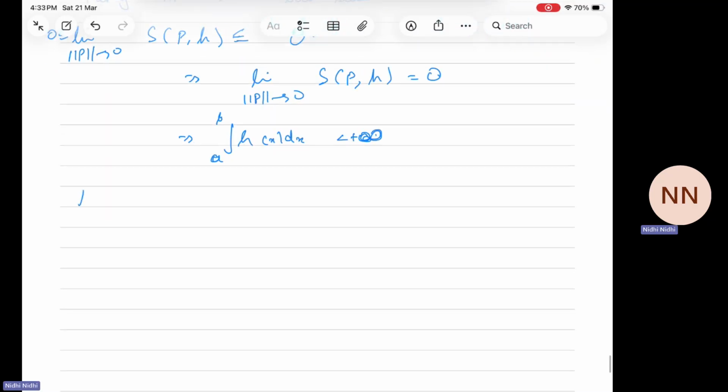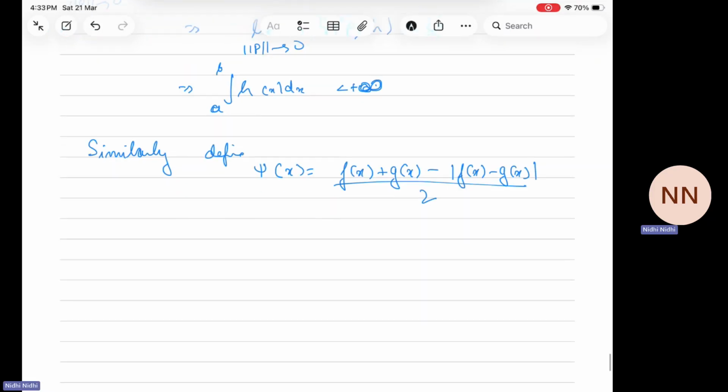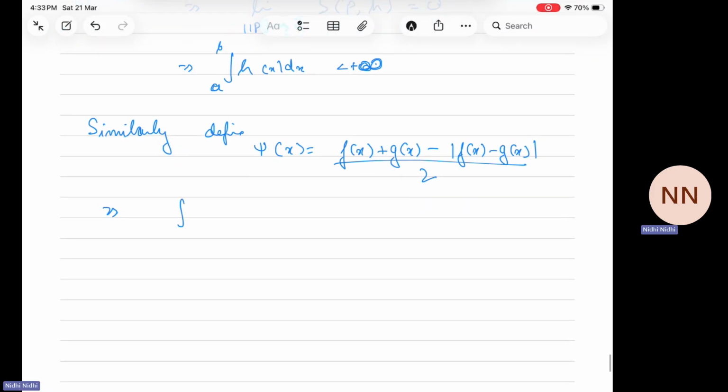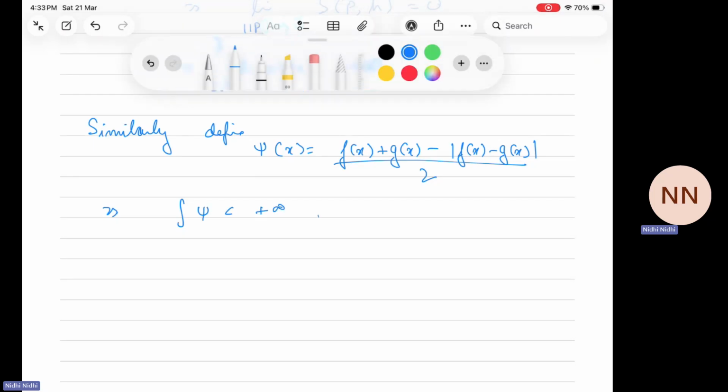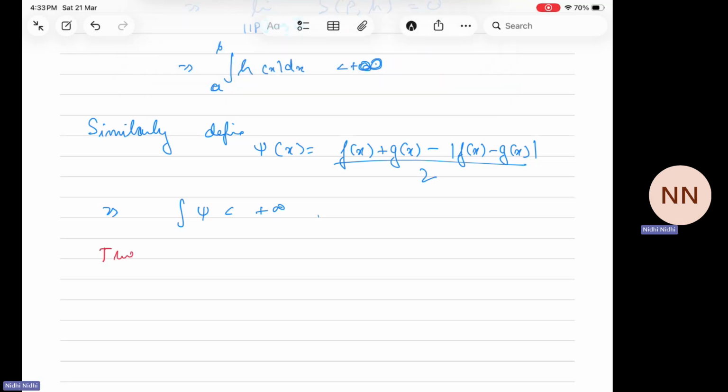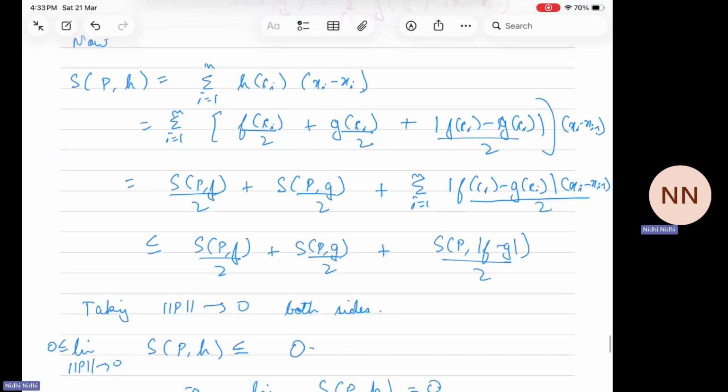Similarly, we can define another function, say psi(x), to be f(x) plus g(x) minus |f(x) - g(x)| upon 2. And using exactly the same approach, we get that psi is integrable. And hence the given statement is true. If you have any doubt, you can ask.